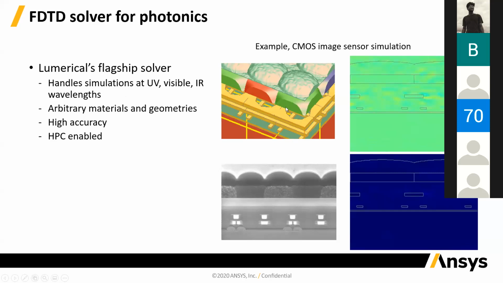And in terms of geometries, you can use small building blocks and connect them together to create any complex device that you have. Here, the picture that you can see is a CMOS image sensor. You can see it's a pretty complex structure, and this can be built in FDTD.